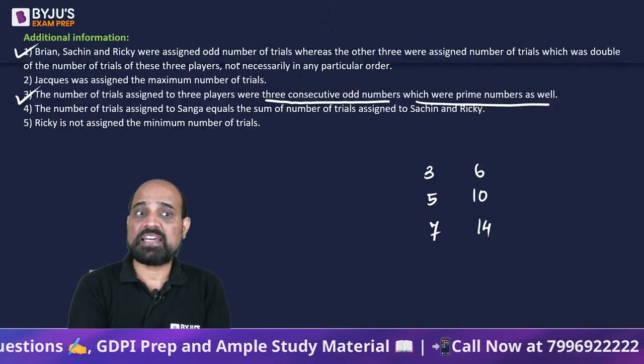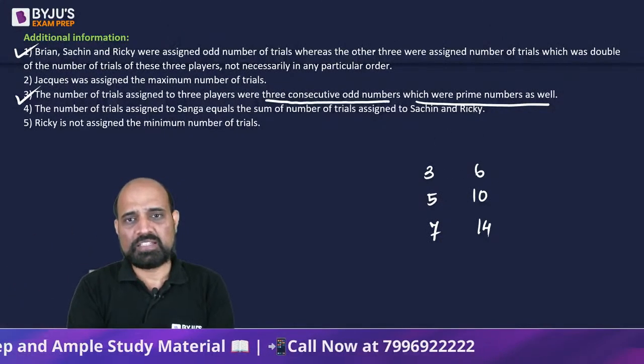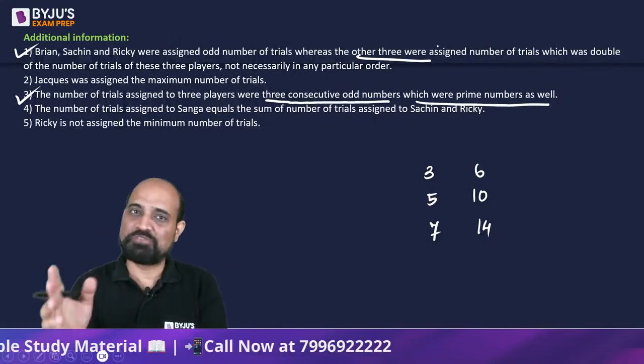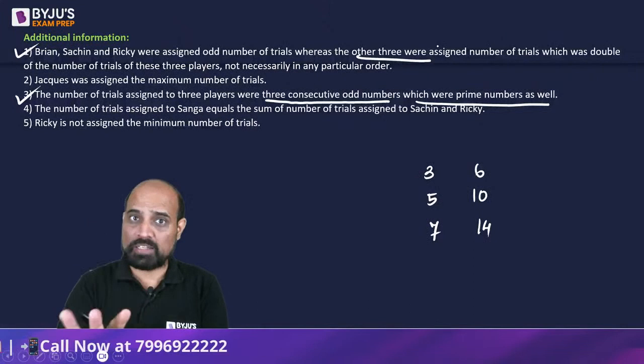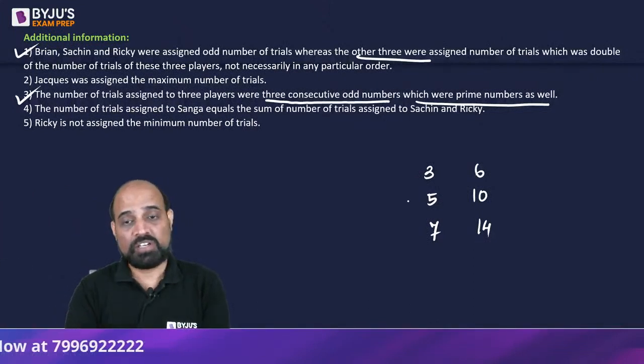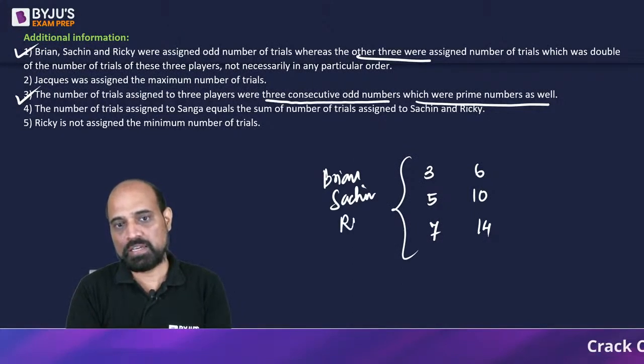And Brian, Sachin and Ricky were assigned odd numbers, which was kind of obvious. The other 3 who were assigned double of something will definitely be even. That is, Brian, Sachin and Ricky got odd and the other 3 got even. So can we say among these 3, one is Brian, one is Sachin and one is Ricky?